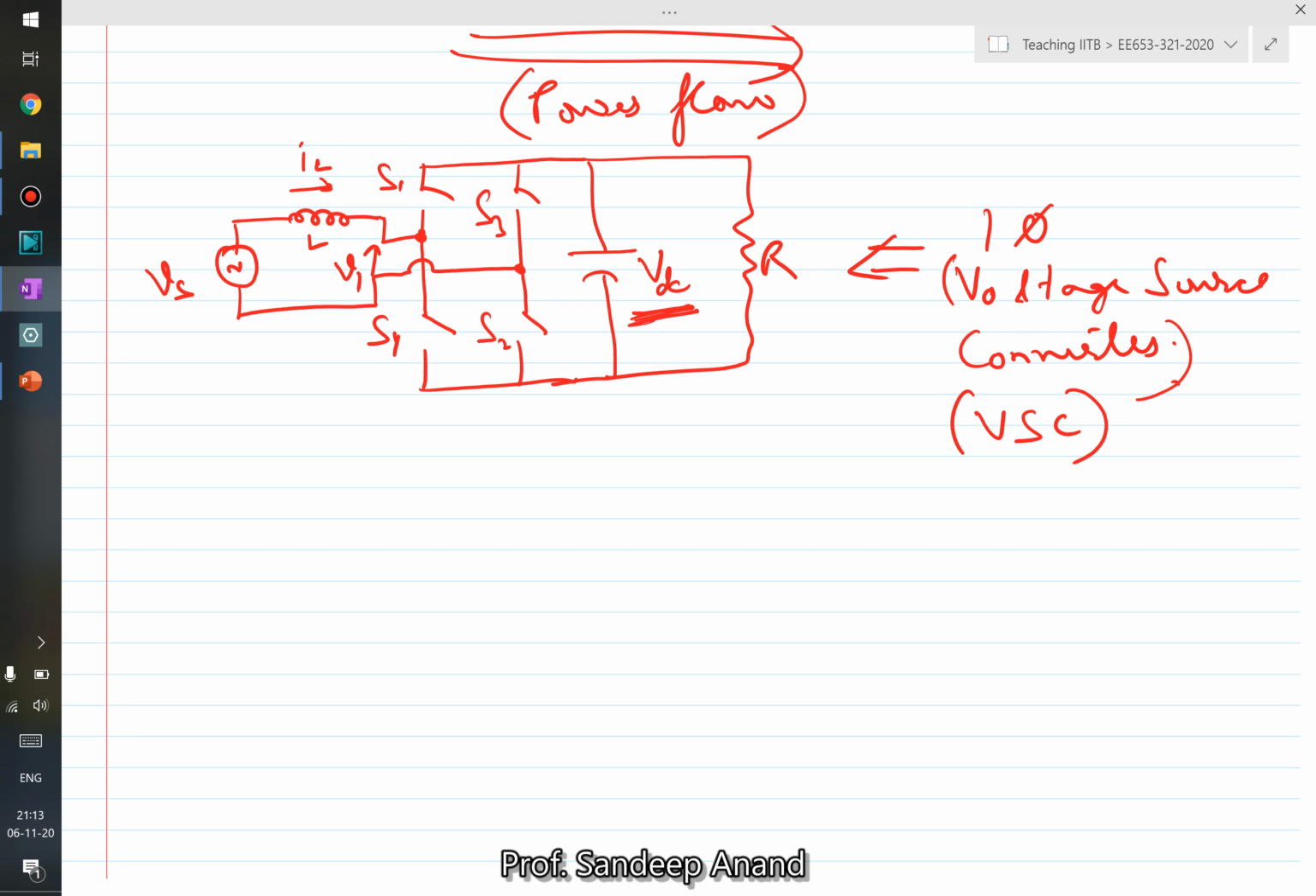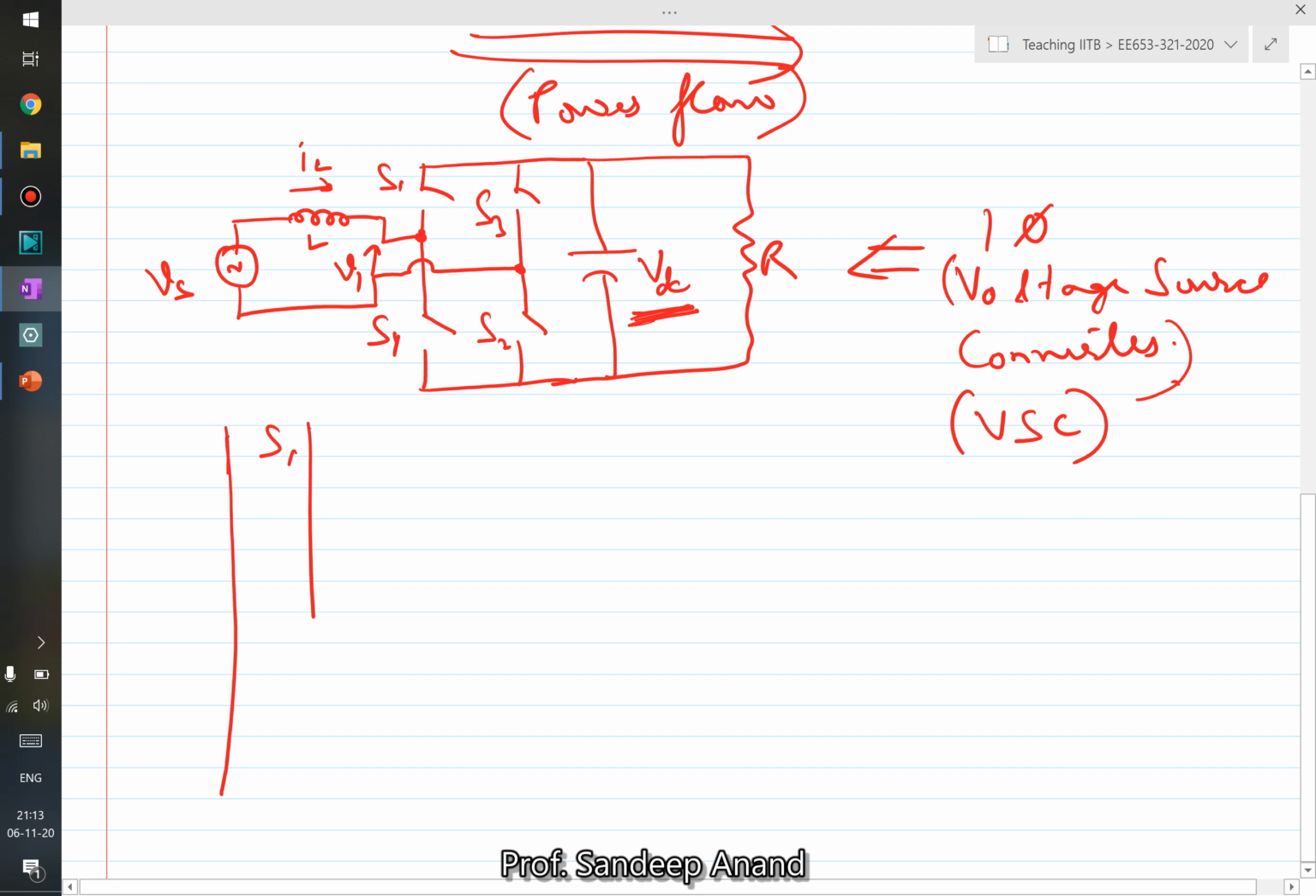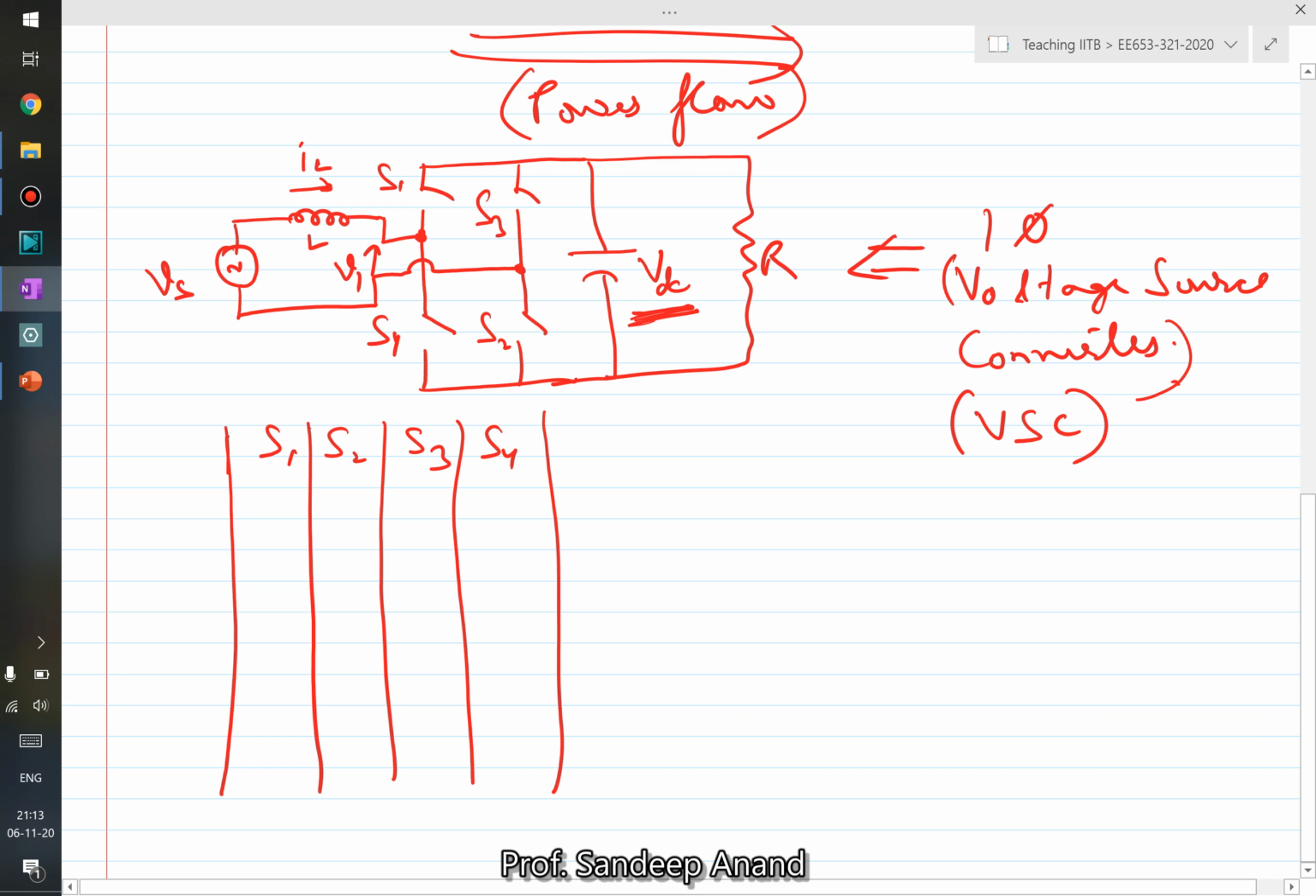So if you see, this has four switches, right? Obviously there is a constraint on when these switches can be turned on and off. Although you have four switches, S1, S2, S3, S4, as we understand, S1 and S4 cannot be on together, right? Why? Because that would create a short circuit in the DC link. Similarly, S2 and S3 cannot be turned on together.